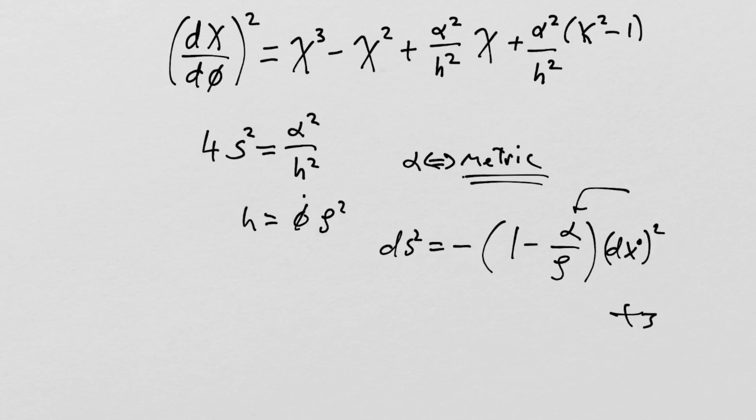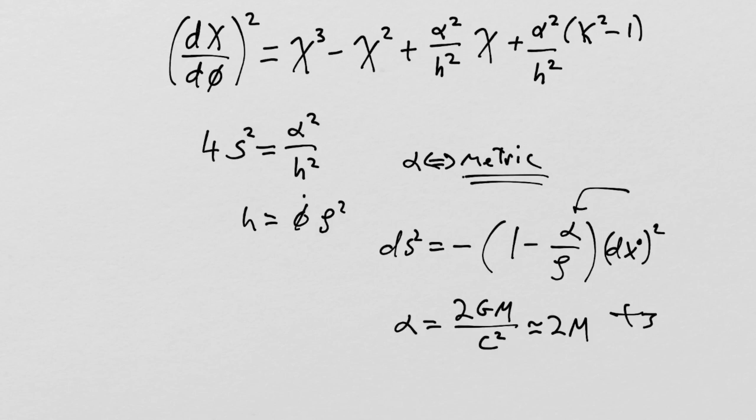Had we derived this metric from scratch, which we will do eventually, we would have come up with alpha is 2GM over c squared. Now in our units, this would have been if we had done it in a fully unitful fashion. So in our units, this is just 2M, right?